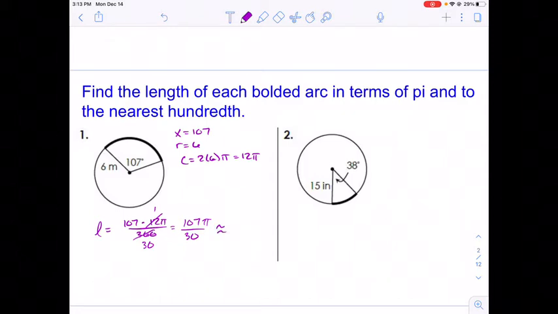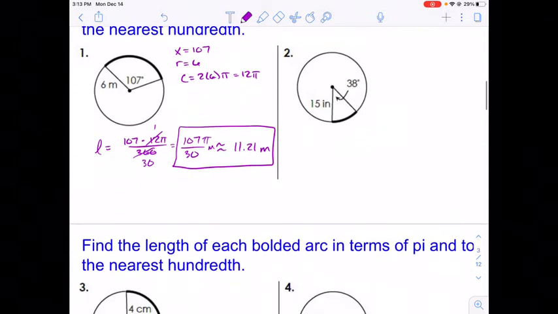And then we get our decimal equivalent, and we're going to get 11.21. This will be meters. So this is going to be in just a single unit here. So there's meters this way. So we're going to get 107 pi over 30 meters, which is the same thing as 11.21 meters. That's how long this length is compared to our full circumference of our circle.